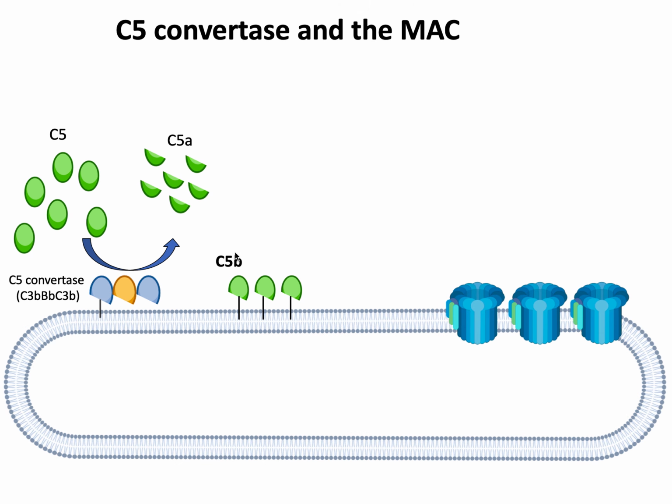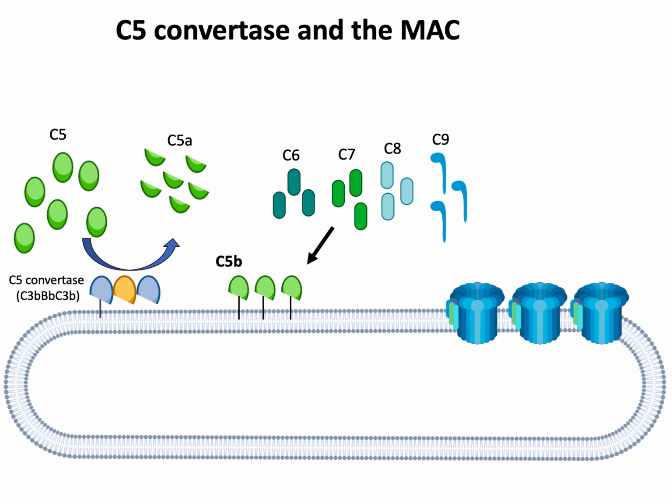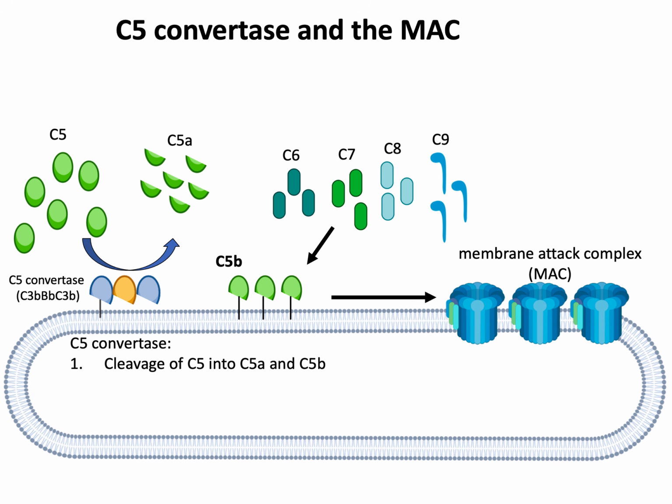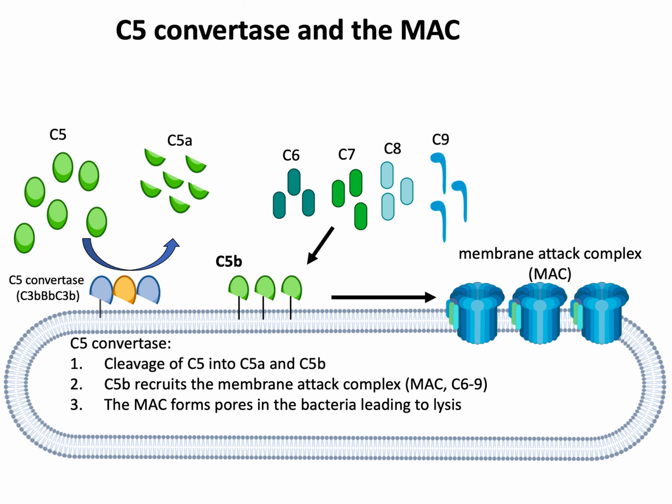Once C5b is present on the surface of pathogens, it leads to the recruitment of a number of other complement components, C6, 7, 8, and 9, that form a structure called the membrane attack complex. Essentially, the membrane attack complex pokes holes in the surface of bacteria, leading to their lysis. Okay, so the C5 convertase cleaves C5, C5b then recruits the MAC, and the MAC pokes holes in the bacterial membrane.